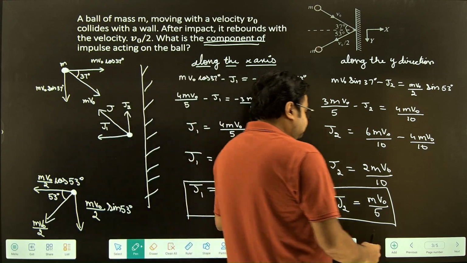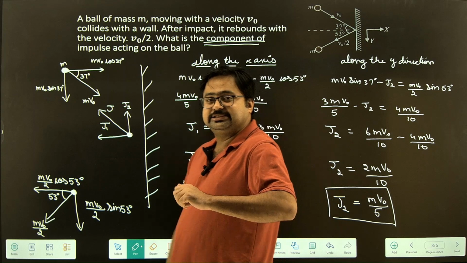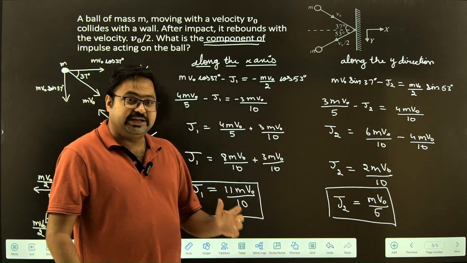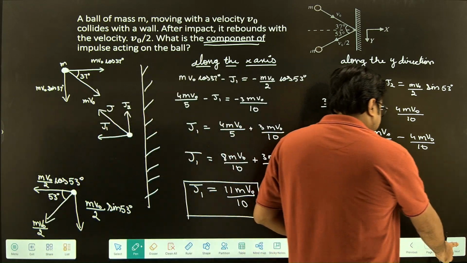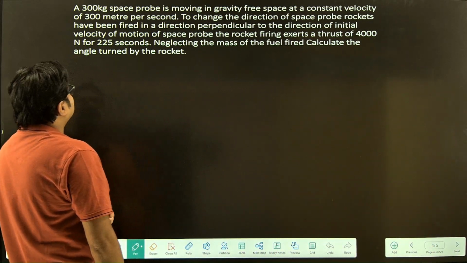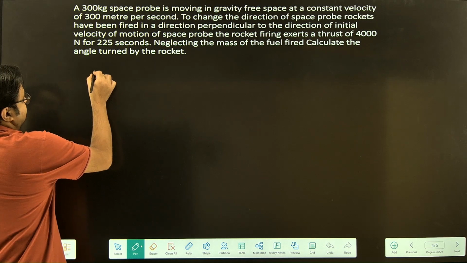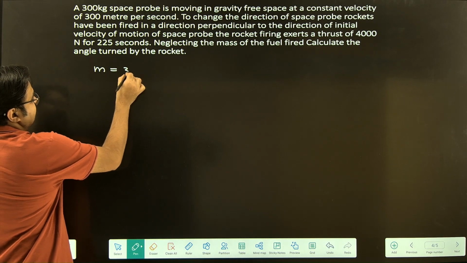Going further, hoping that this question has taught us how to deal with impulses, we shall go further to the next question. This is an interesting question. A 300 kg space probe. So the mass of the space probe is 300 kg.